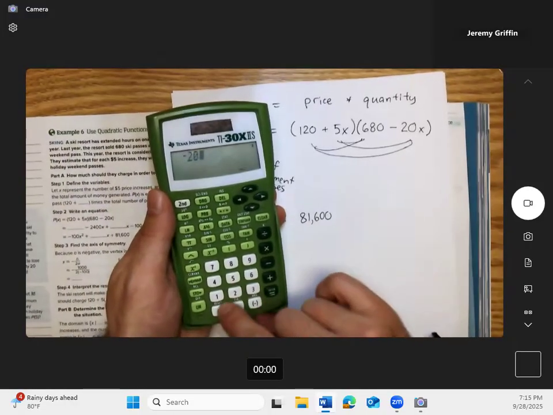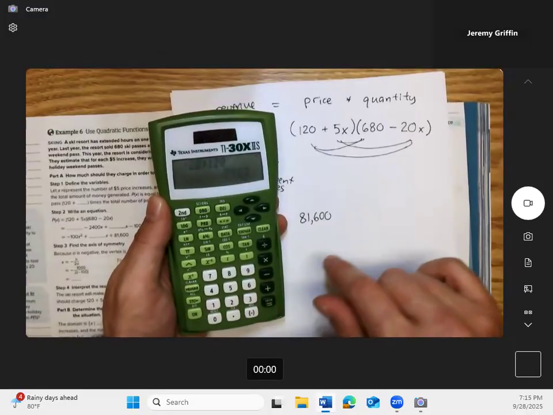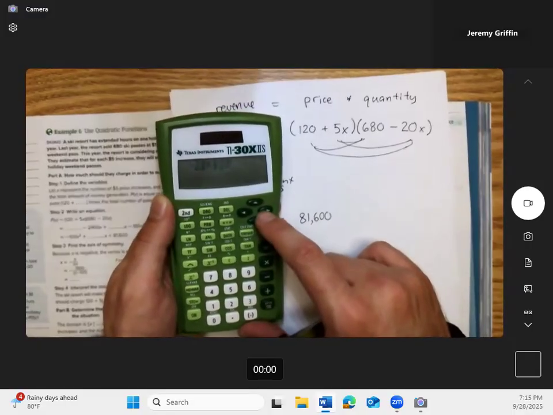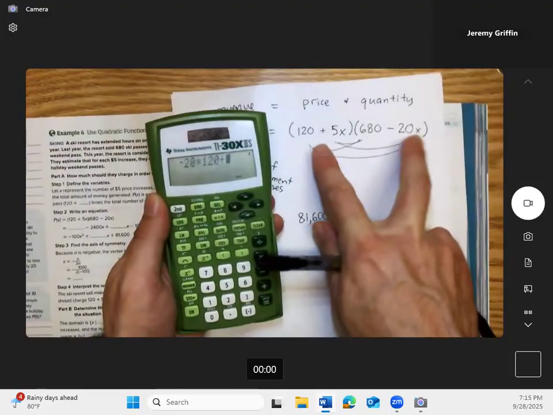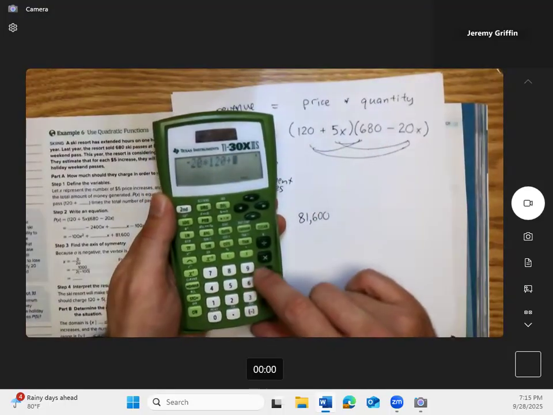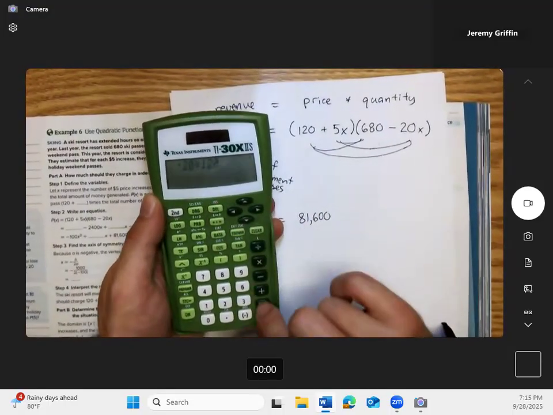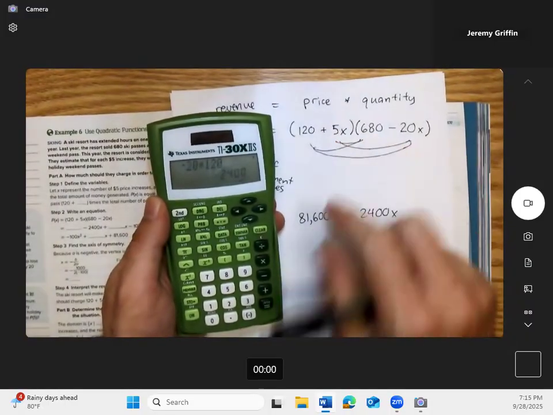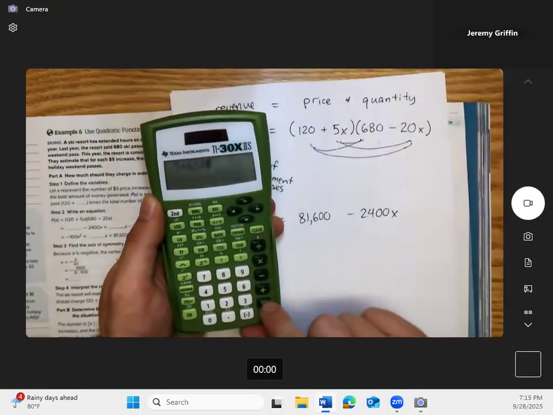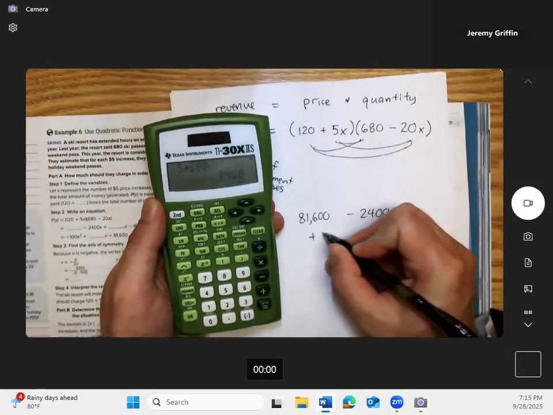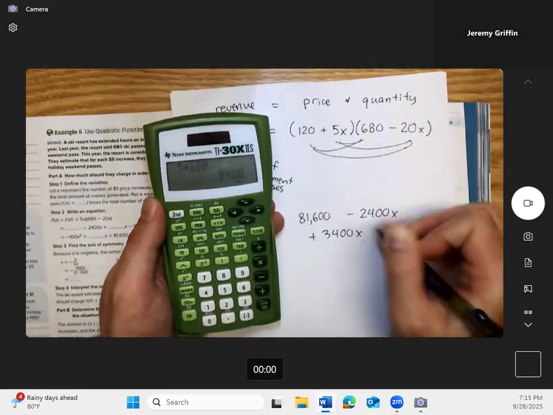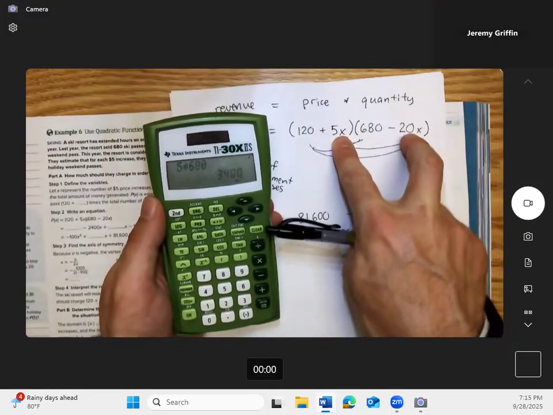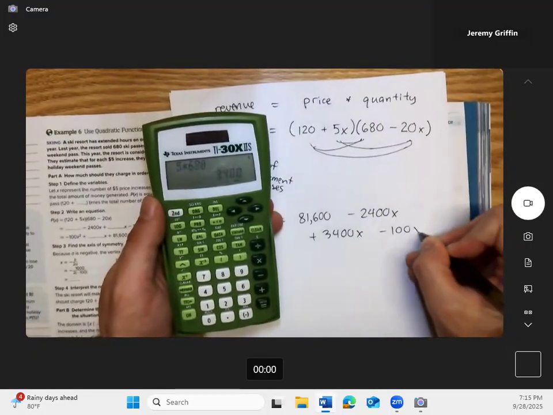Let's see, negative 20 times 120, plus, do O and I together because those are both x terms. Well, here, I'll break it down just so there's no confusion. So minus 2400x, and then inside 5 times 680, plus 3400x, and then finally 5 times negative 20, that's negative 100, and that would be x squared.